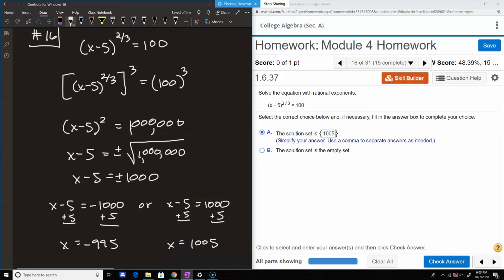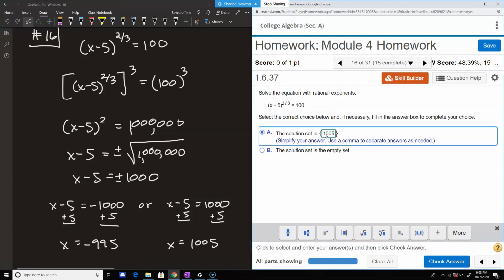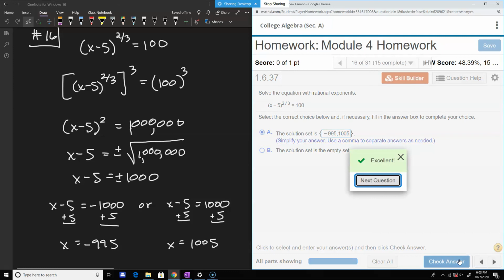So we missed the solution, negative 995, by trying to do the reciprocal exponent in 1 step rather than in 2. So the original way we did it, we made an error. Easy to do. Easy to do. That makes sense?